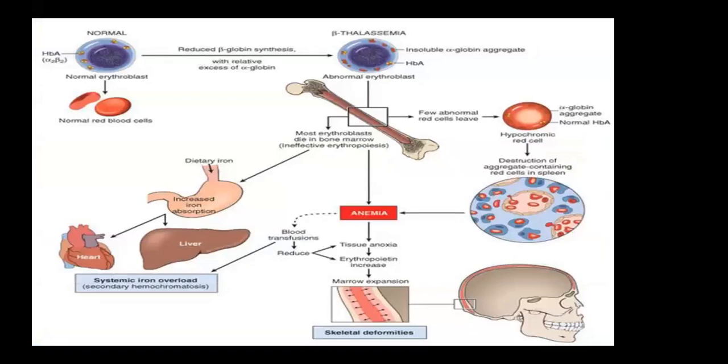Next. Okay. This is the graphical pathophysiology. As the doctor and Prof. mentioned before, this is the normal, but in beta thalassemia, there are insoluble alpha globin aggregates and abnormal erythroblasts. So the bone marrow will try to compensate by making more, but this is ineffective erythropoiesis, and the cells die in the bone marrow. But a few can survive, but they will die extravascularly. So both these conditions lead to anemia. And this causes tissue anoxia, and erythropoietin will be increased. Finally, this causes marrow expansion to compensate, due to the anemia. And we can see this later.